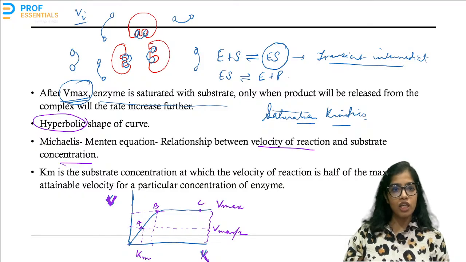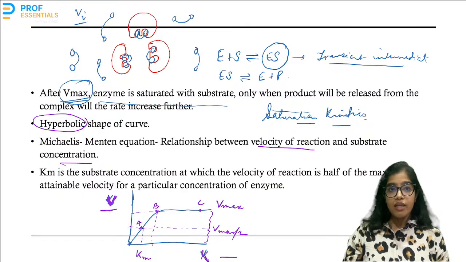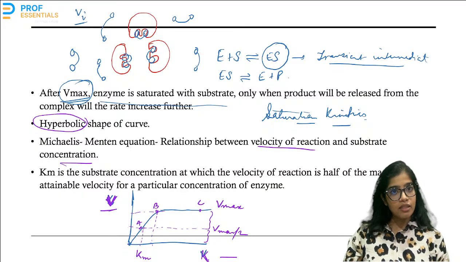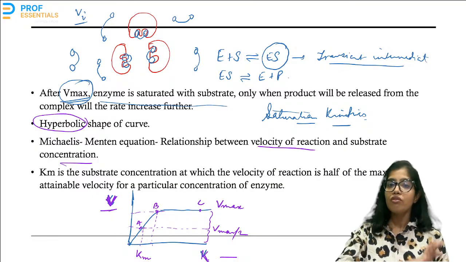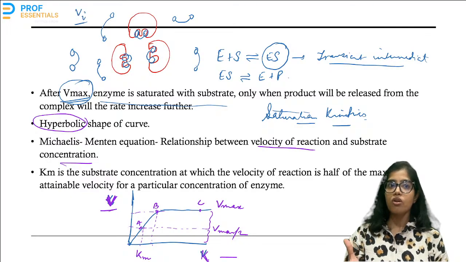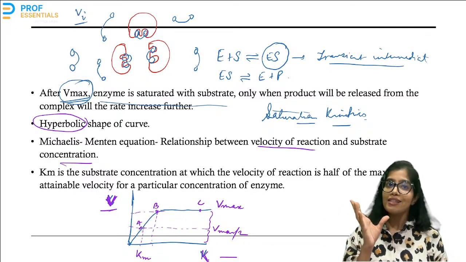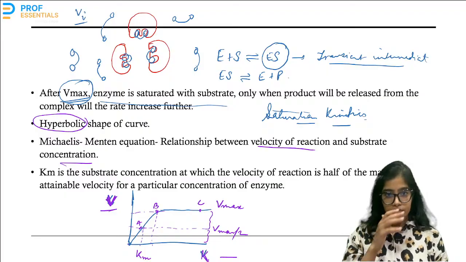The rate of progress of a reaction relative to the concentration of the substrates in an enzyme catalyzed reaction has the shape of a hyperbola. Next, we have to mathematically represent it as the Michaelis-Menten equation. The Michaelis-Menten equation denotes the relationship between the velocity of a reaction and the substrate concentration in an enzyme catalyzed reaction.